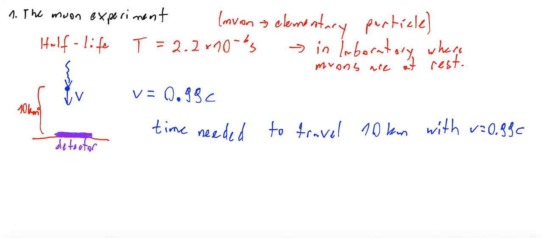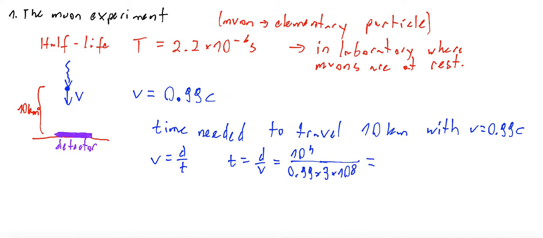I hope that you did this. Speed is distance over time. Time is distance over speed. 10 kilometers is 10 to the power of 4 meters. Speed is 0.99 times 3 times 10 to the power of 8, because this is the speed of light, all in standard units.